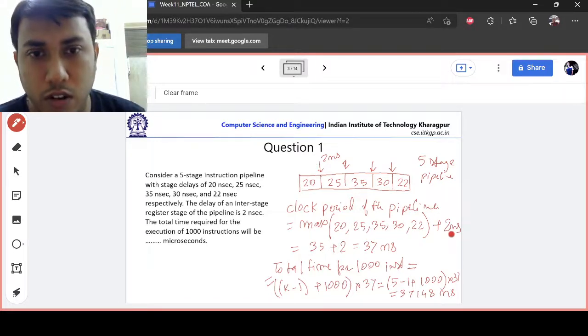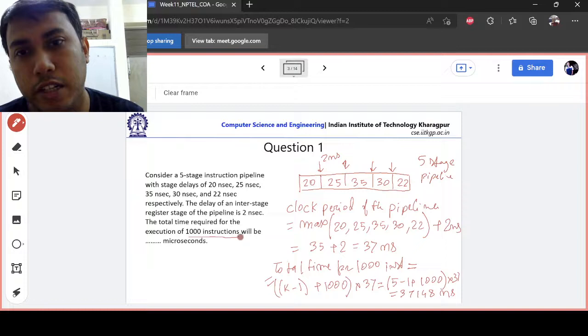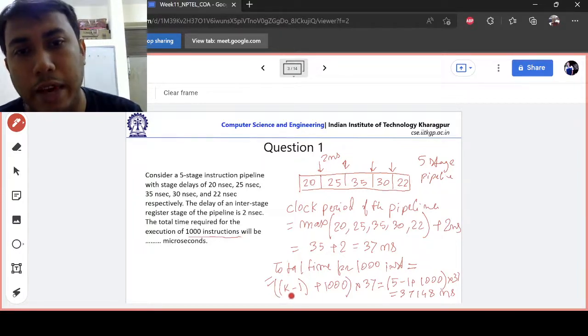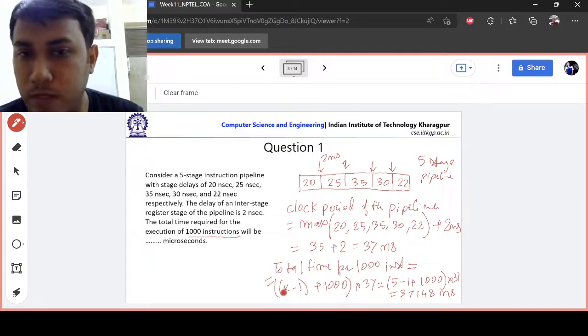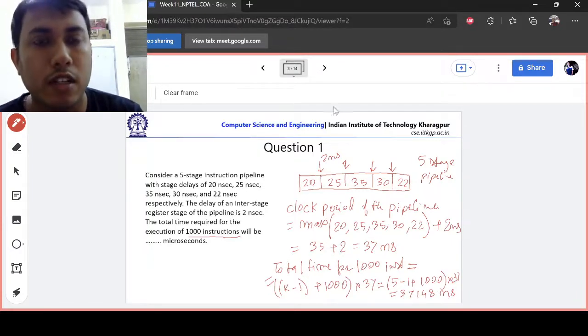Now consider what is the total time for 1000 instructions. Here it is mentioned how much time is required for 1000 instructions completion. So total time for 1000 instructions is basically k minus 1 plus 1000. 1000 is the number of instructions. K is the number of stages. It is a 5 stage pipeline. So 5 minus 1 plus 1000, into 37. It comes out to 37,148 nanoseconds.